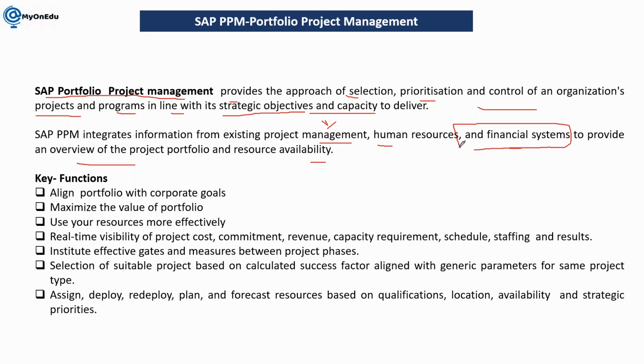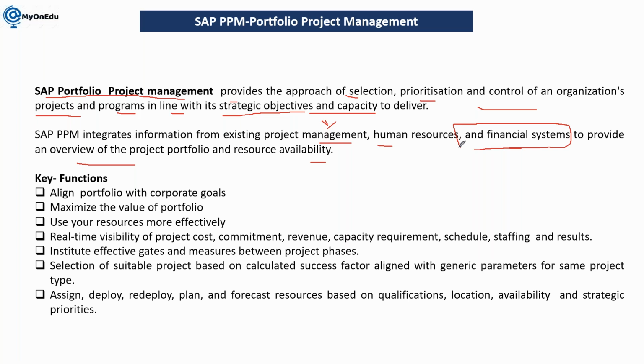So here the key functions are: SAP PPM is helping us to align with the corporate goals. Okay, it is helping us to maximize the value of the portfolio. So these are statements. It looks like a very generic statement, that it is helping us to align the portfolio with corporate goals. It looks like just a statement, but exactly how is it going to be considered in the system? Okay, what are the business process steps and how is SAP PPM helping us?